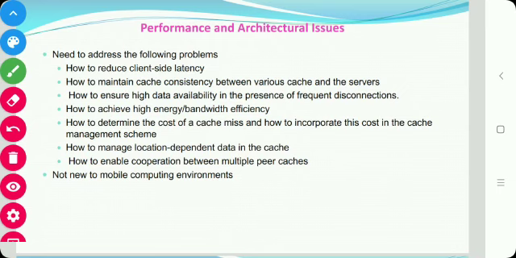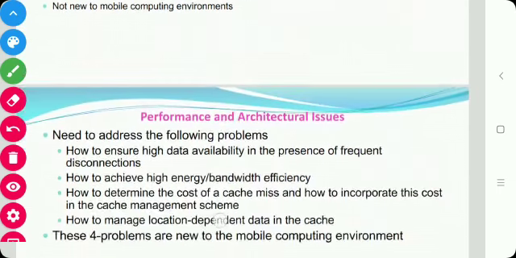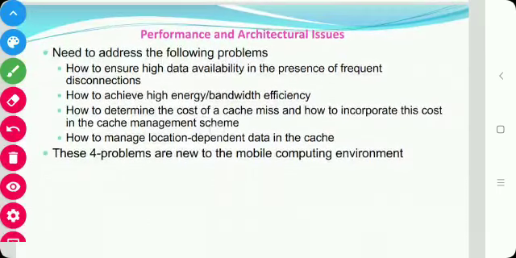These problems need to be addressed, and we also need to address the following: how to ensure high data availability in the presence of frequent disconnection, how to achieve high energy and bandwidth efficiency, how to determine the cost of a cache miss, and how to incorporate that cost in the cache management scheme. So these are the problems to be introduced in the performance and architectural issues. Now in the next section we will see mobile cache maintenance schemes.